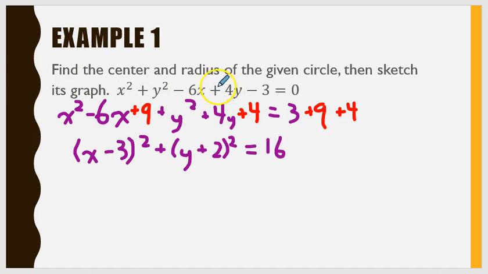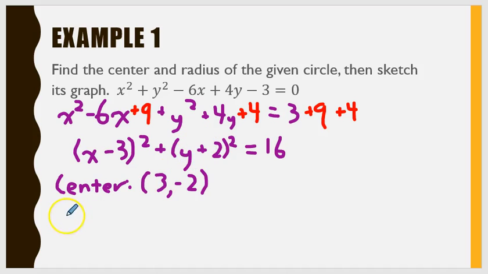And when they say find the center and radius, well, the center is just the h and the k values. Don't forget to change the sign on these. So the number I'm subtracting from x is a positive 3, and the number I'm subtracting from y is a negative 2. So flip the signs on those 2 points.